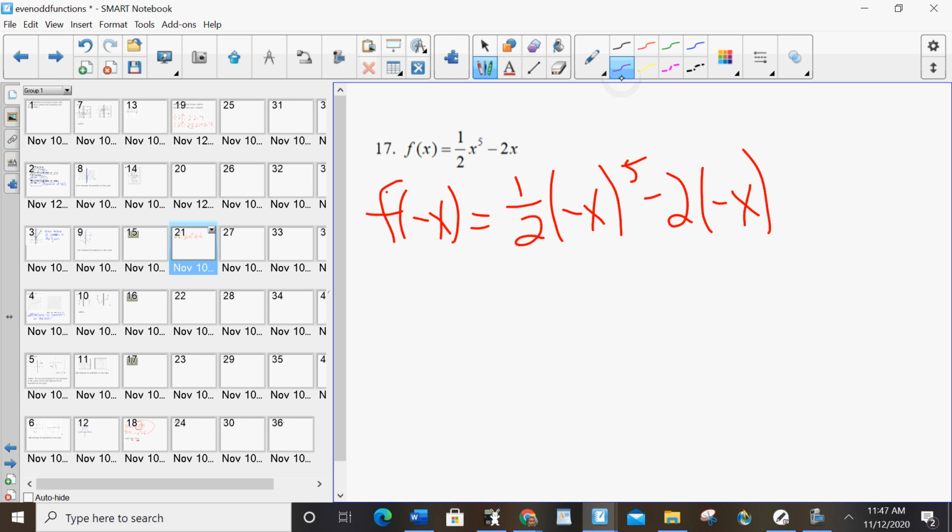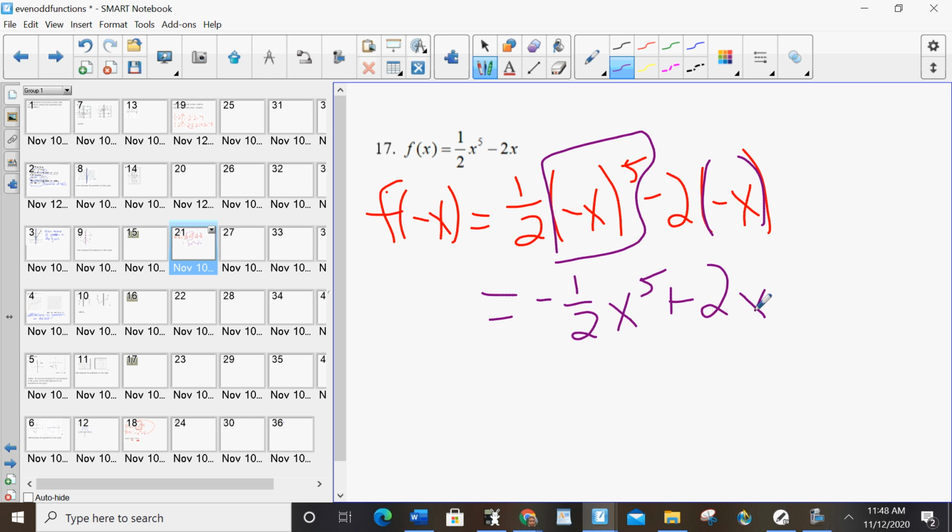Negative to an odd power is negative, which means this whole thing becomes negative. Negative times a negative is a positive, so this becomes plus 2x. So again, here, this whole thing became negative because negative to an odd power is negative. So this whole term, the sign changed. And then the same type of thing happened.